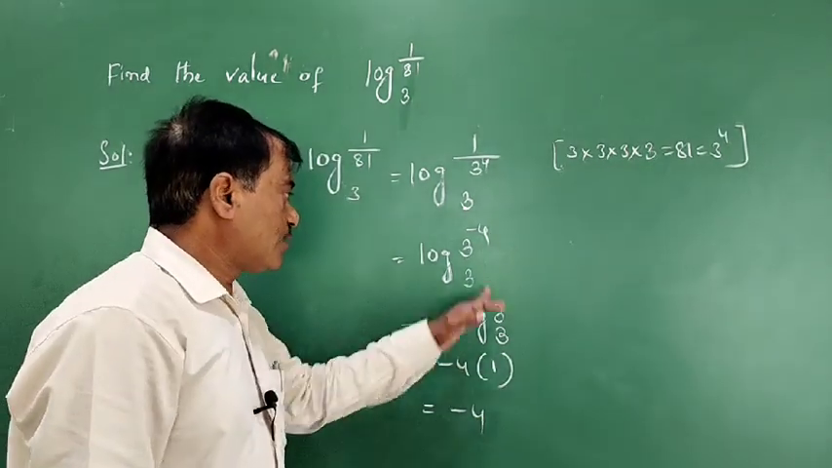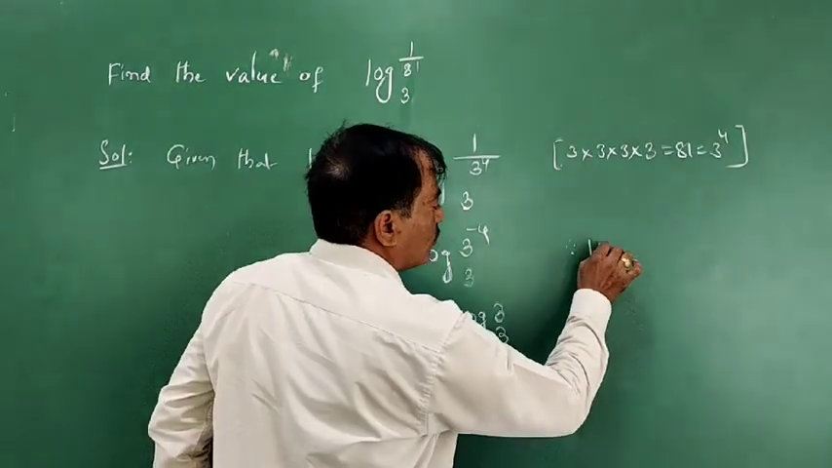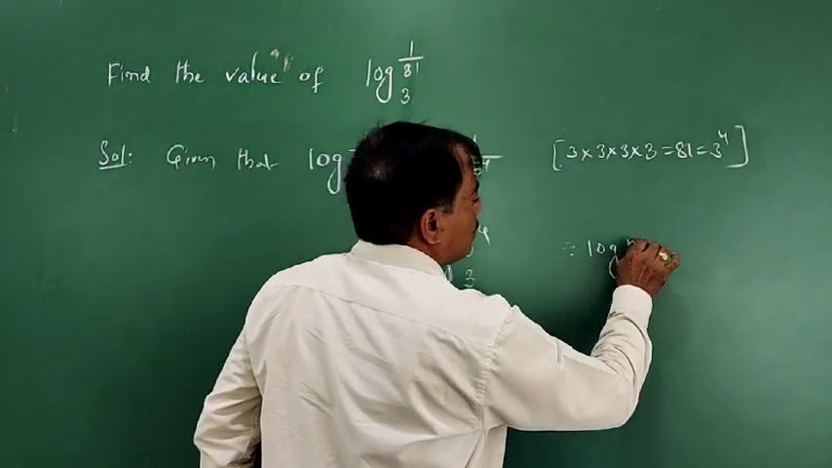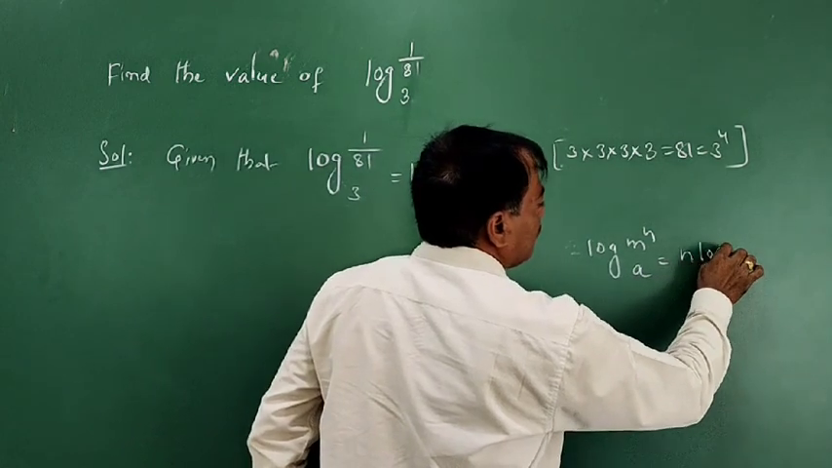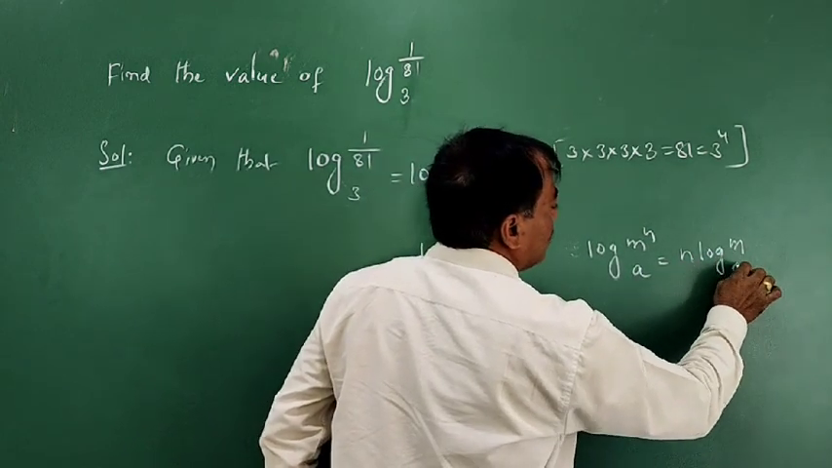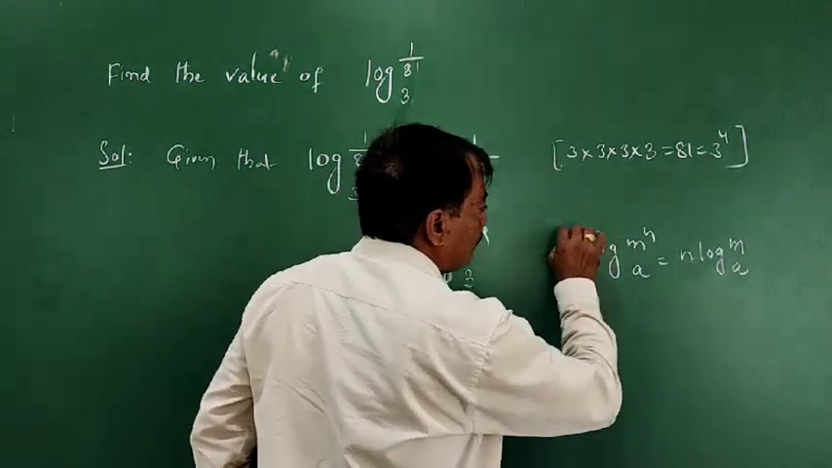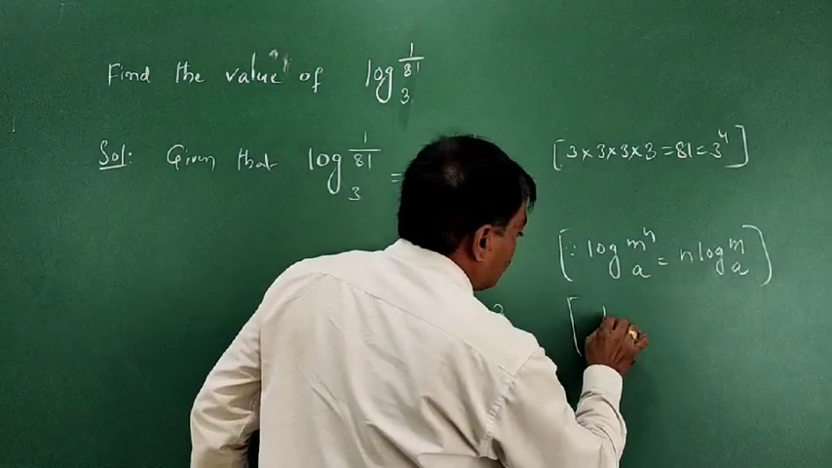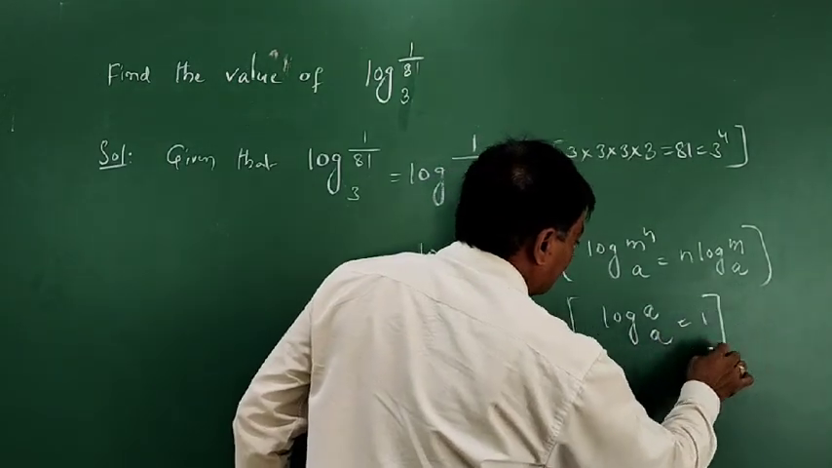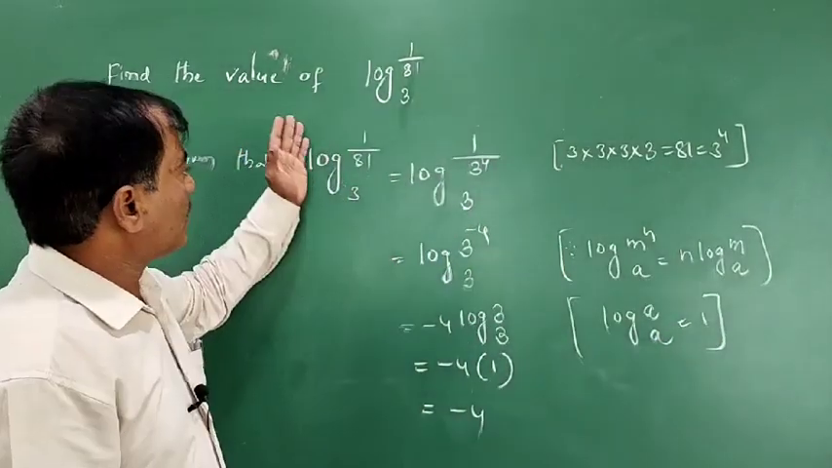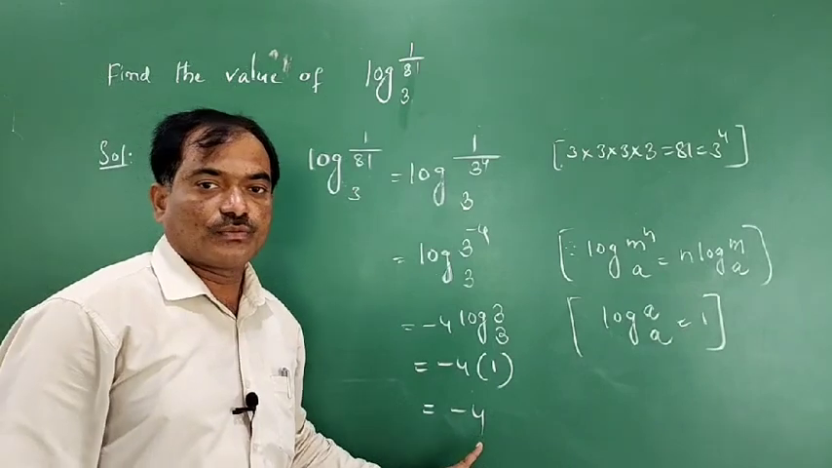How to get these values? Here we use one of the properties: log m to the power of n to the base a is equal to n log m to the base a, and here we use log a to the base a equals 1. So using these properties, finally we get this logarithm value equal to minus 4.